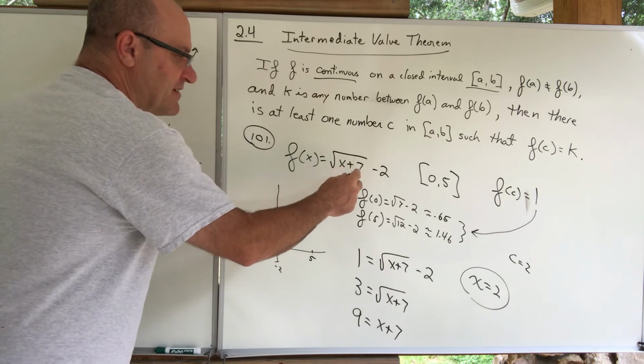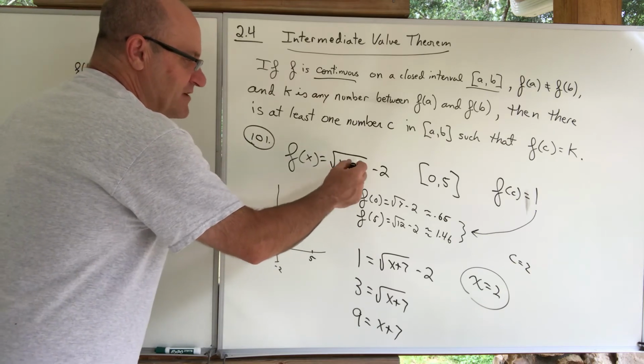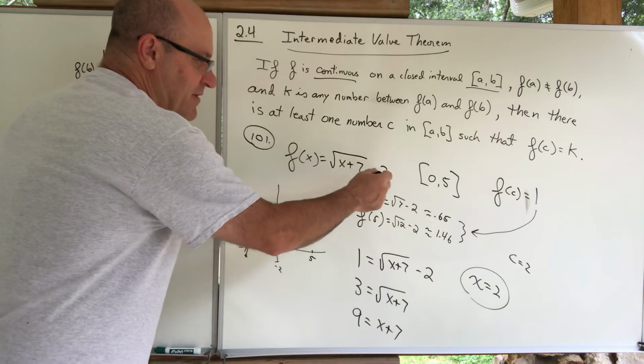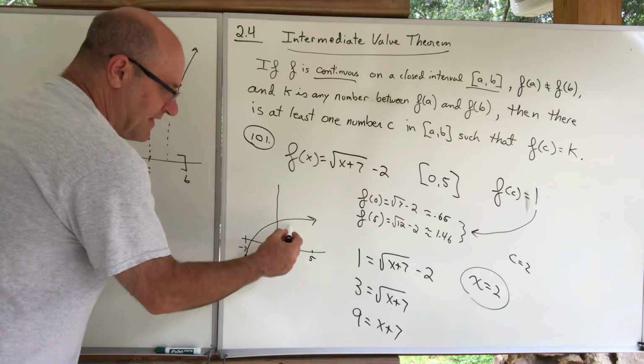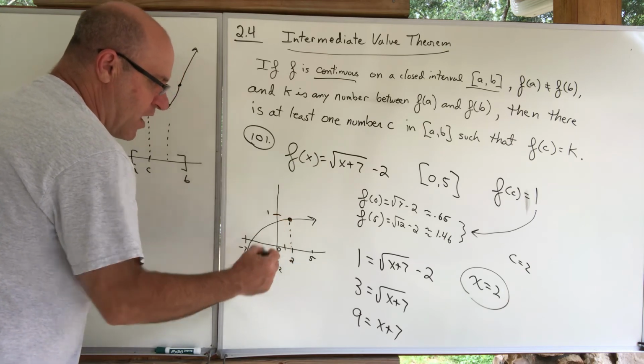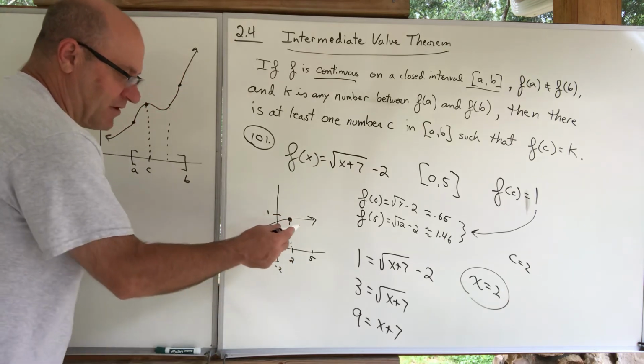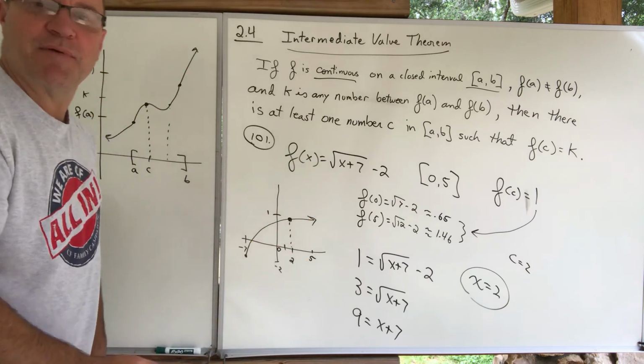2 plus 7 is 9. I should have done that in my head. 2 plus 7 is 9. Square root of 9 is 3. 3 minus 2 is a 1. Yeah, x is 2. That definitely gives me a y value of 1. I'm a little out of proportion here, but that's okay with my picture.